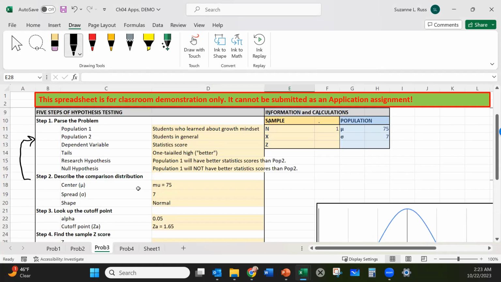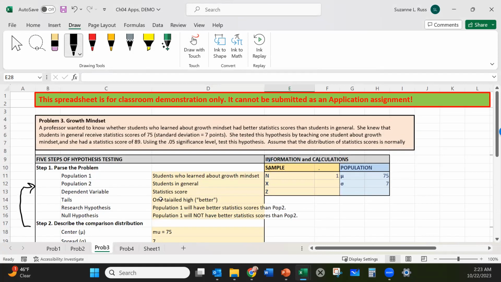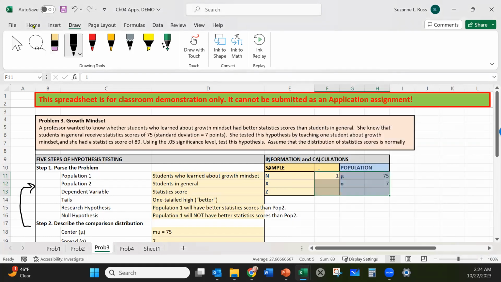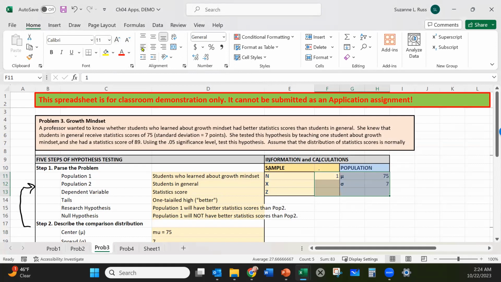I recommend you get comfortable starting with Excel. So I'm going to actually start there. First off, we have to look up X, which is our sample score. It kind of bugs me when these numbers are way off on the left like that. I'm going to change that so that it is all on the right. I'm going to go home and just click this. And now everything will appear on the left. There we go. Now we can enter our sample score. It says she taught one student about growth mindset who got a score of 89.